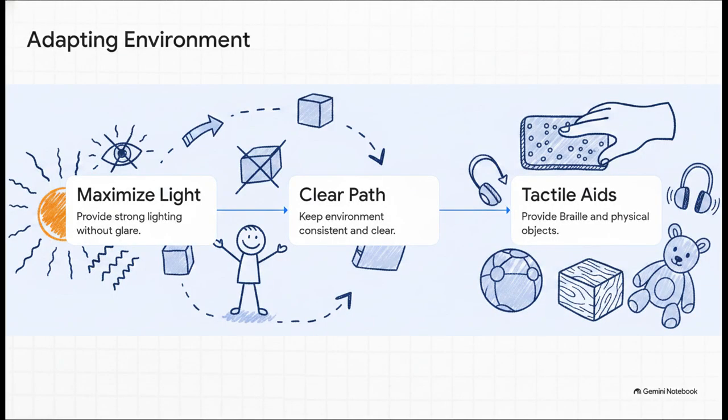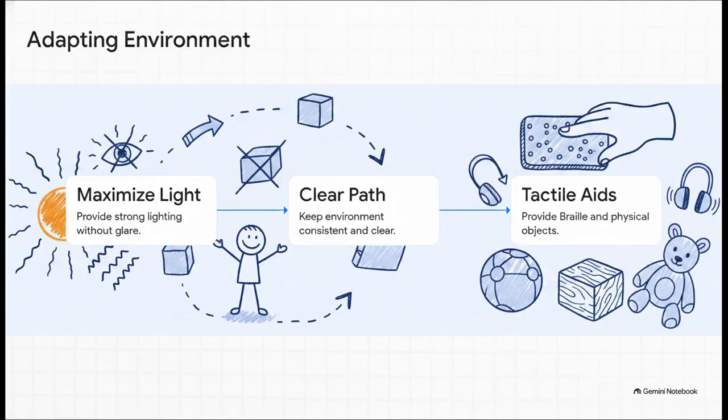Okay, so how do we actually adapt the classroom for these students? Teachers can use a really simple but super effective 3-step progression. Step 1, maximize room lighting. You want nice, bright light, but you absolutely have to eliminate any glare or weird shadows. Step 2, keep the environment consistent and clear of physical obstacles, so the kid can navigate safely without bumping into things. And step 3, provide tactile aids.